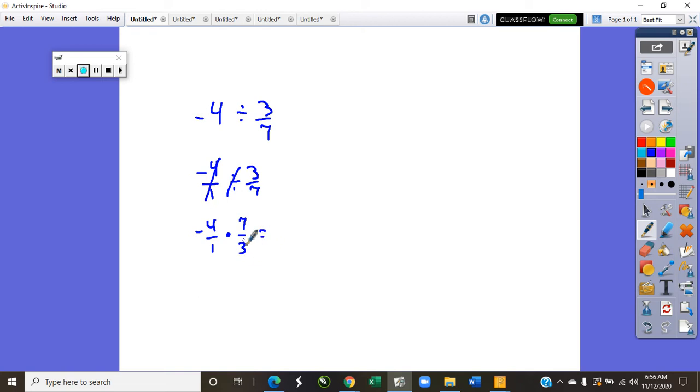Now, regardless of what my numbers are, this is different signs. So my answer is going to be what? Negative. Now, 4 times 7 is 28. 1 times 3 is 3. It's not going to change into a positive, so I'm going to do my negative first. How many 3's go into 28? 9. And if I take those 9 3's out, what's left? 1 over 3. And I cannot go any further than that.